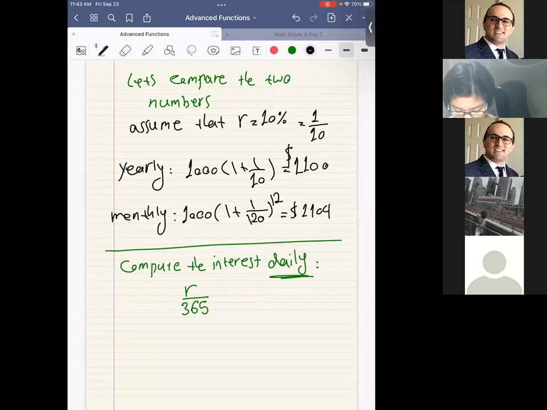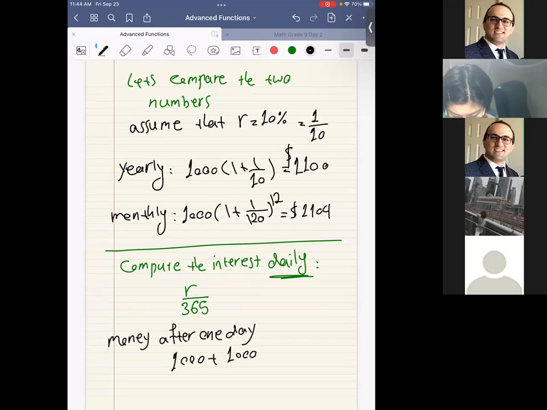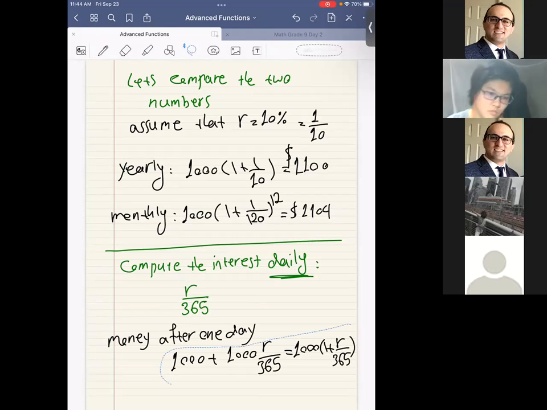So if you compute the interest daily, then what is the money after 1 day? The money after 1 day would be 1,000 plus the interest, but the interest is 1,000 times R over 365. Now, if you simplify, this would be 1,000 times 1 plus R over 365, right?